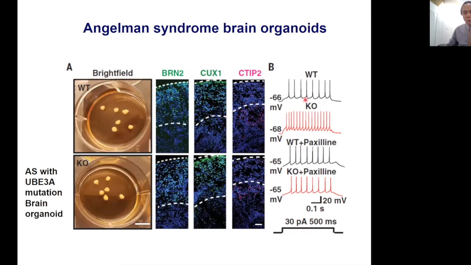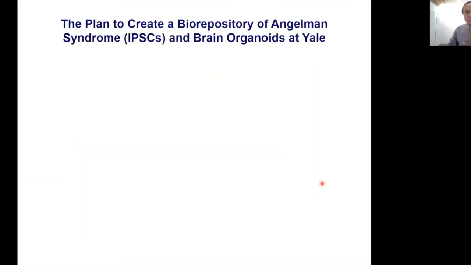Similarly, you can record from there. This is a control, and this is the Angelman. You can see it firing much faster. Then you can treat with the new drug, and the Angelman brain organoid basically normalized after treatment with Paxalisib. We believe this could be a potential treatment for epilepsy and seizures in Angelman patients. So clearly, we show the value of Angelman iPSC-derived neurons and brain organoids.